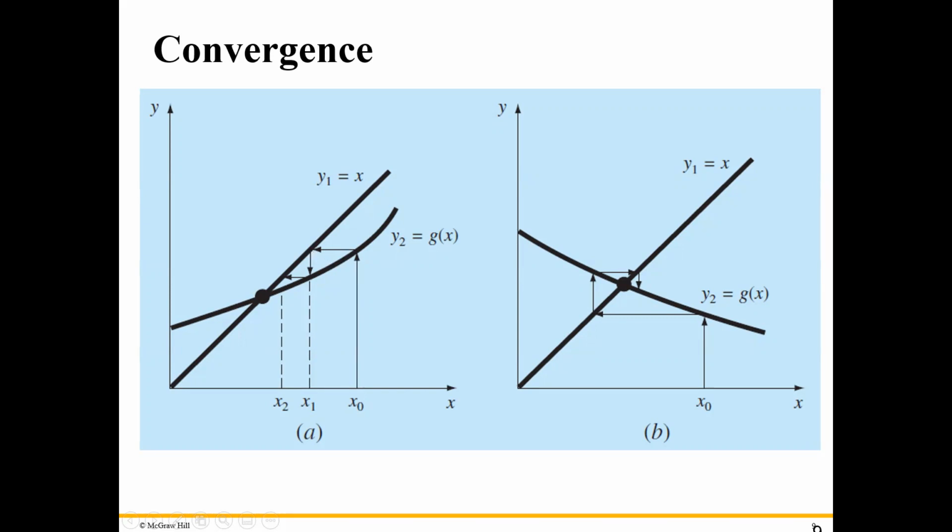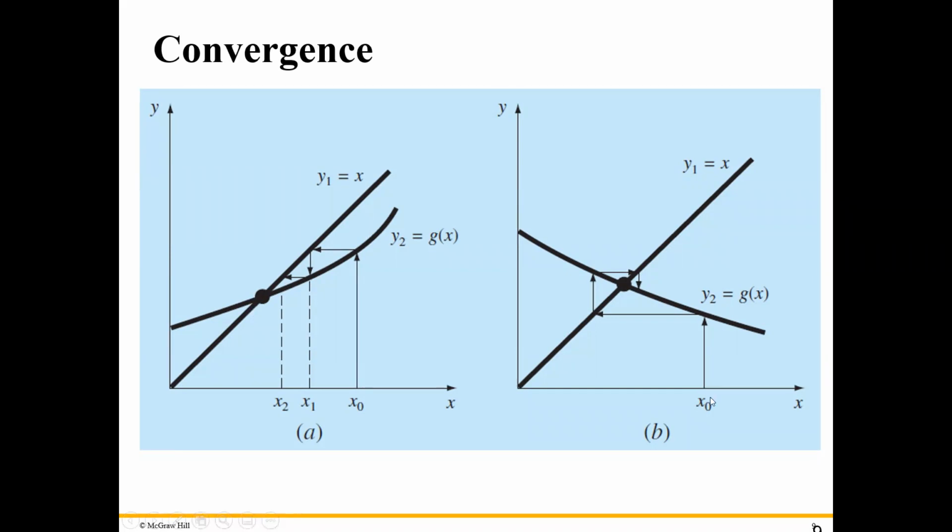Then for this value of x, we can calculate the value of y2, which will give this value, and since this value of y2 will be the same as the value for the next iteration, we can see that with each iteration we are moving closer to the solution. So in this case the solution is converging.